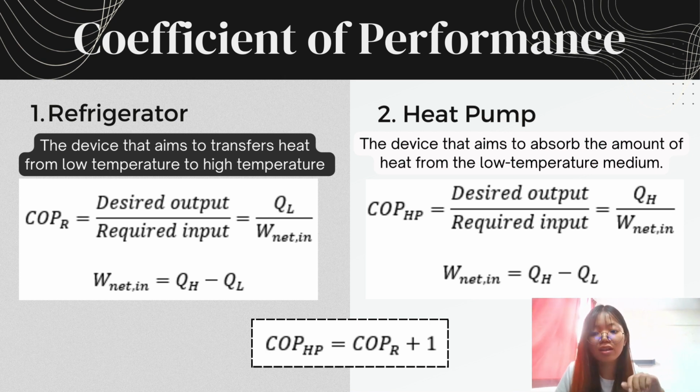As we can see here, the desired output of a refrigerator is the heat from the low temperature, but the desired output of a heat pump is the heat to the high temperature. So their equations will be different. We can conclude that the COP of a refrigerator is equal to the heat from the low temperature divided by the net work input, while the COP of a heat pump is equal to the heat at the high temperature divided by the net work input. So finally, we can make a short summary: COP of heat pump is equal to COP of refrigerator plus 1.